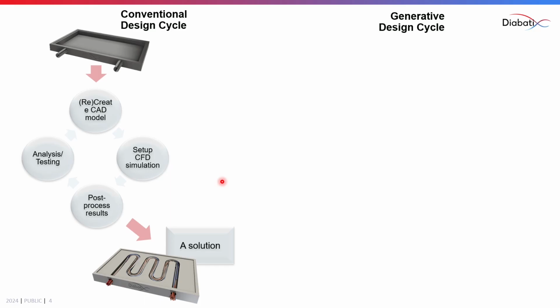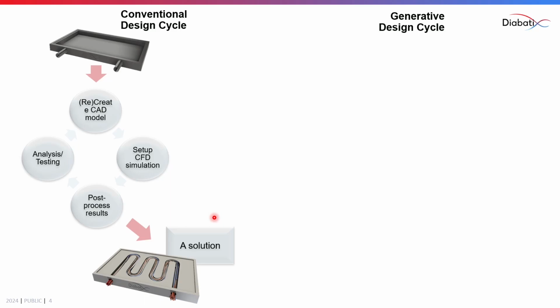These iterations continuously go on in a conventional design cycle till the time a desired solution is obtained. Later, this will be assisted with field testing and other things, but the fundamental problem with the conventional design cycle is that after all this exercise, we get a solution. It might not be an optimal solution.